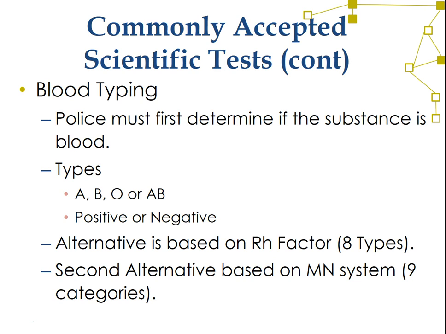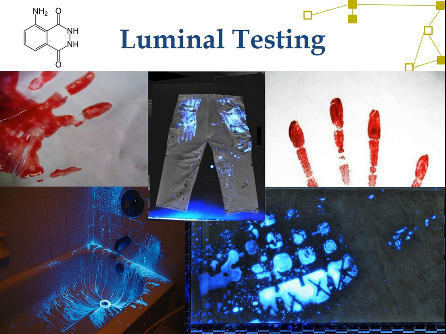So you can see the different tests, but we're just typically talking right now about blood typing. The important issue here is to determine if it is blood, and if it is, what type, so you can match that type to perhaps your possible suspect.